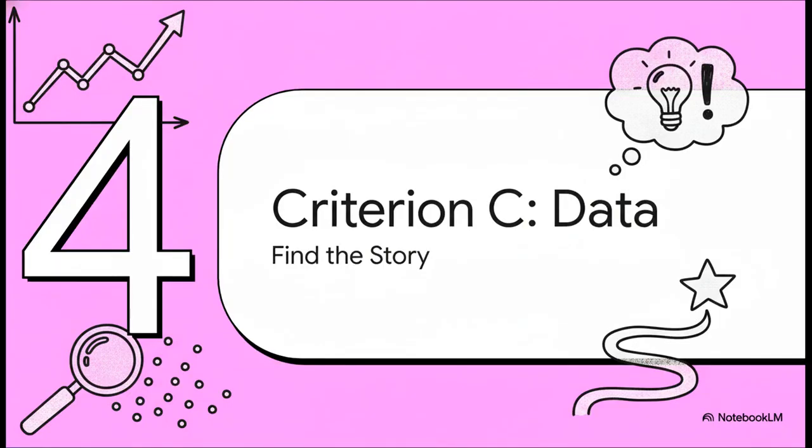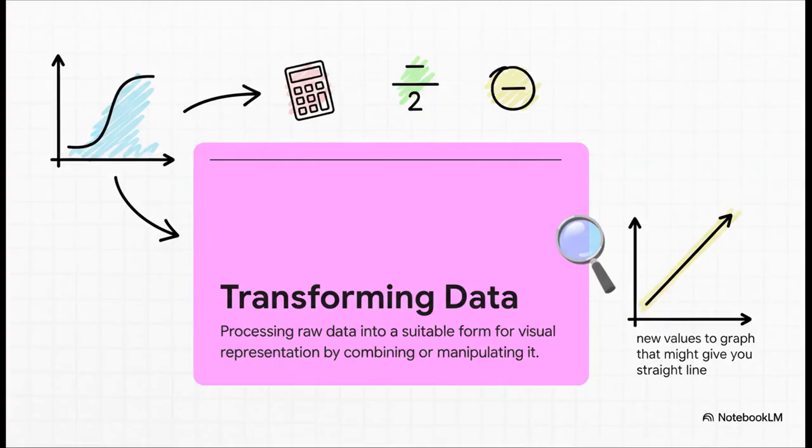Now for criterion C, processing and evaluating. So your experiment's done, you've got a table full of numbers, now what? Well, now it's time to find the story that your data is trying to tell you. So a key term you'll see for the highest levels of criterion C is transforming data. This isn't just about plotting your raw numbers on a graph.